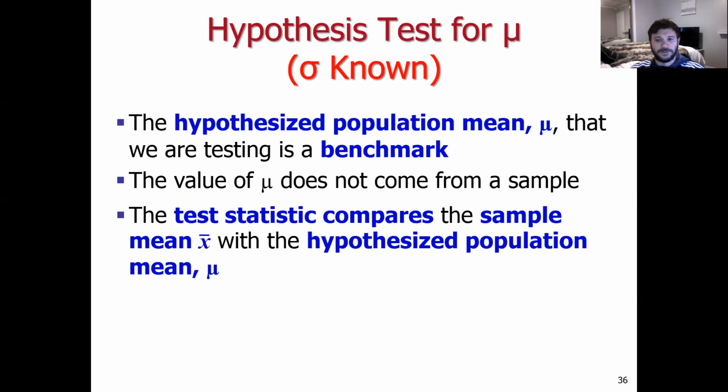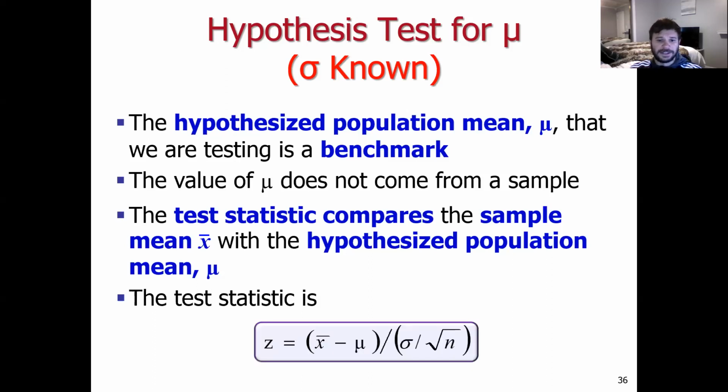If it's sufficiently far away, we can say, hey, mu is probably not correct here. It's probably not where we had hypothesized it is. And the way we're going to generate that test statistic is familiar to us. We're just going to compute the z-score by utilizing the standard error as the standard deviation that we're dividing by in the denominator of that expression here.